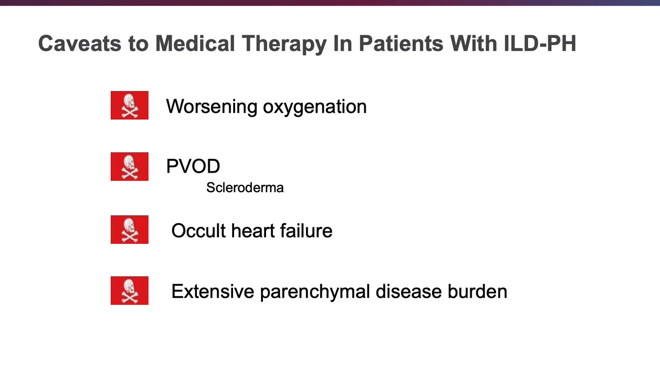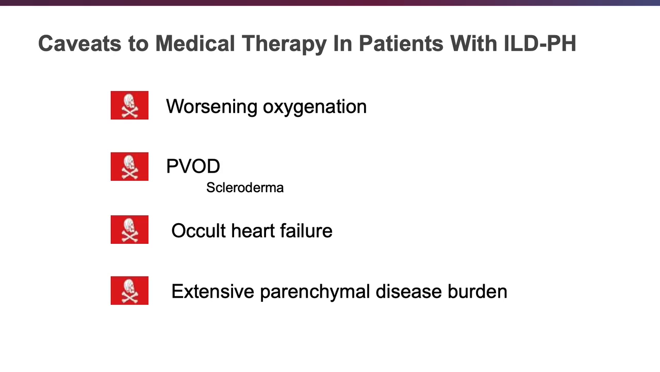Things to be cautious about: whenever we start patients on treatment such as this for parenchymal lung disease, you have to be wary about worsening VQ mismatch. This was not seen in the INCREASE study. There is the concern that the patients might have PVOD, such as scleroderma patients, or any patients with fibrotic lung disease can have PVOD-like lesions. Occult heart failure is also a concern that you might unmask with a pulmonary vasodilator.